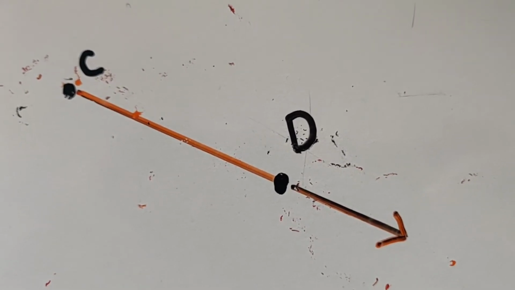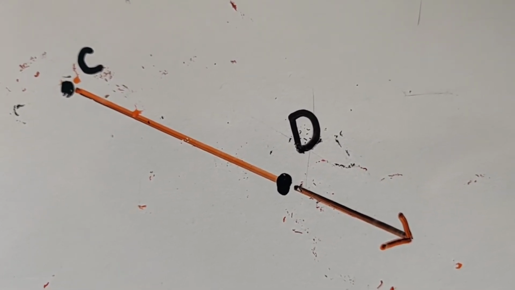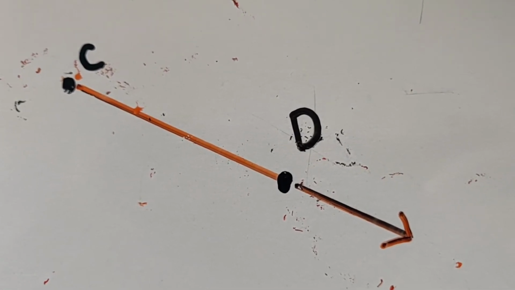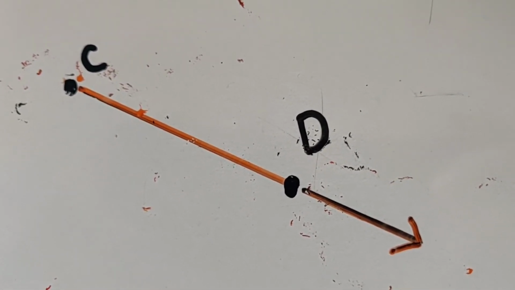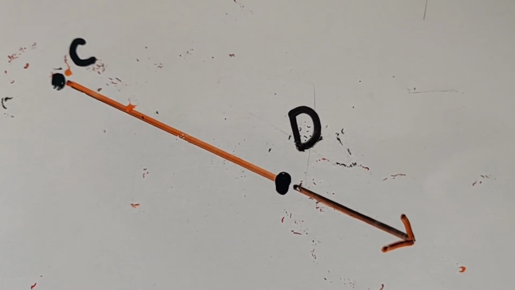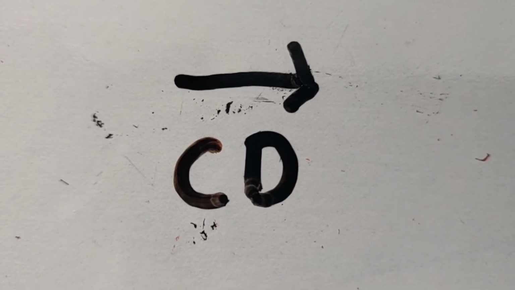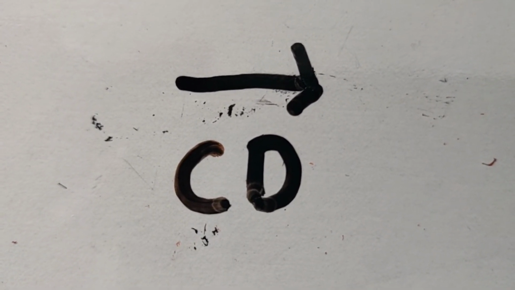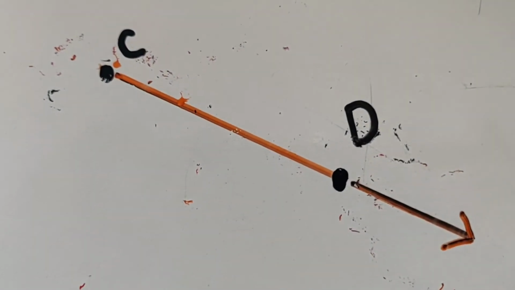Next, if we had a ray starting at point C, going past point D, and then going forever and ever, which the arrow tells us, then we'd name it ray CD. And instead of having a line segment above it, we would draw a ray above it, with an arrow going in one direction forever and ever. And this would be ray CD. That's the name of this ray.